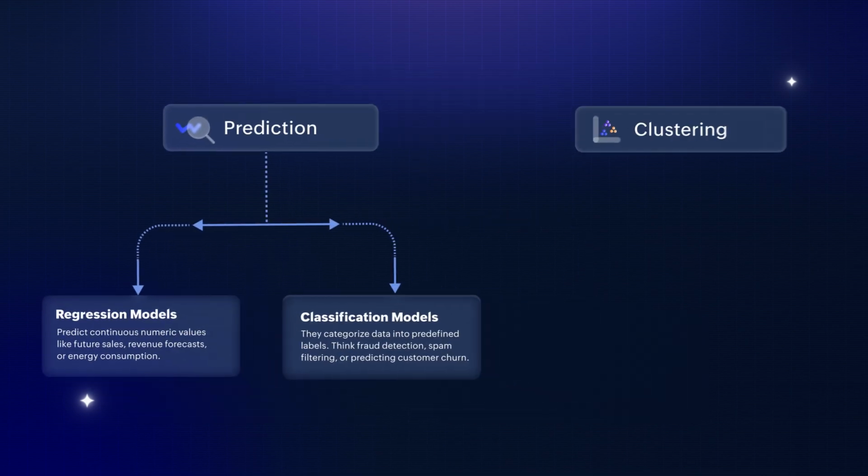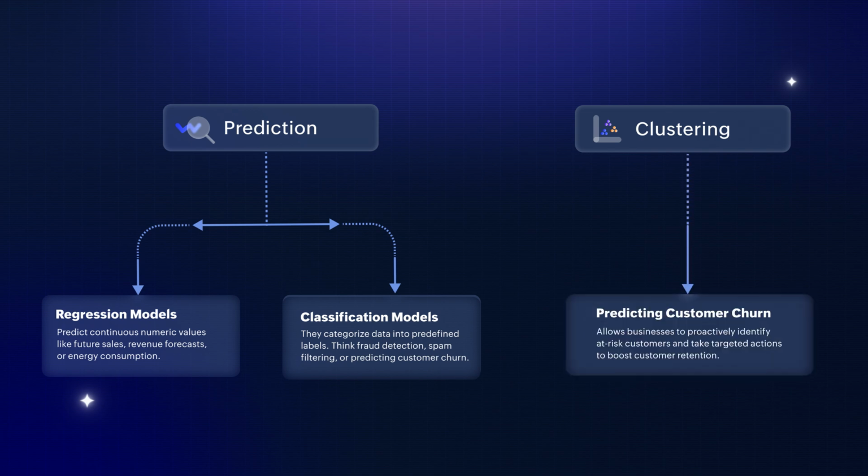Clustering models are used when you don't have labeled data. These models group similar data points together, helping you uncover patterns, segment customers, or detect anomalies. Predicting customer churn allows businesses to proactively identify at-risk customers and take targeted actions to boost customer retention.